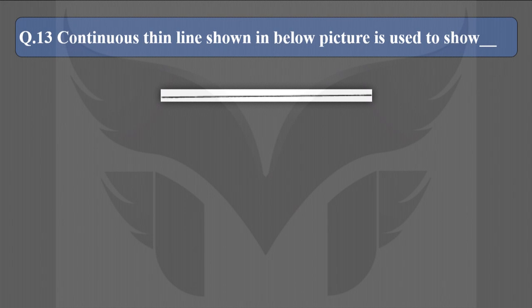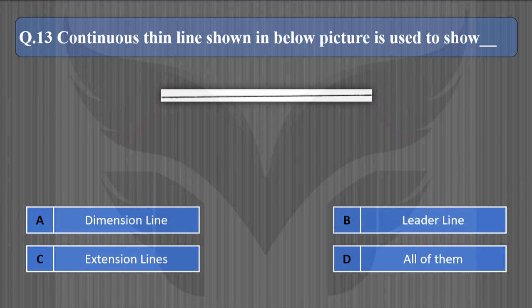Continuous thin line shown in below picture is used to show, and the options are dimension line, leader line, extension line, and all of them. Here, correct option is D, all of them.